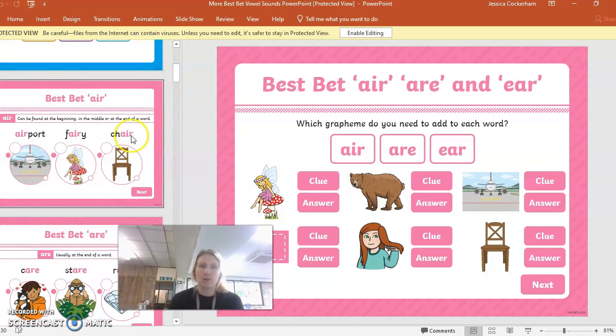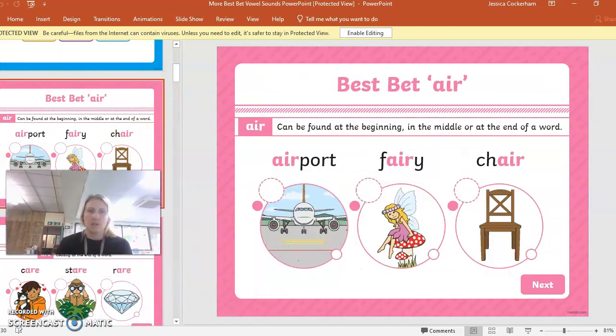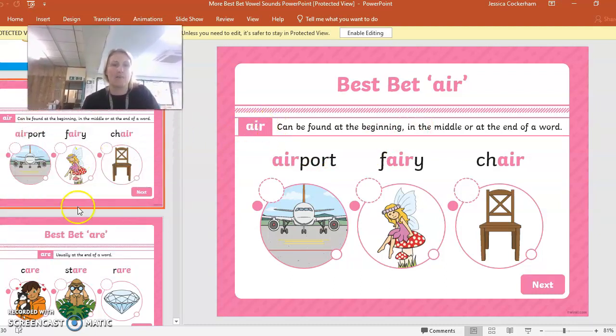Let's go to the beginning. So this air here, I want to write this one down, the A-I-R. Write that down on your piece of paper now, okay? It's normally found at the beginning, in the middle, or at the end of a word. So we've got here the word airport, fairy, chair. You don't need to write these words down, just write the word that says air.